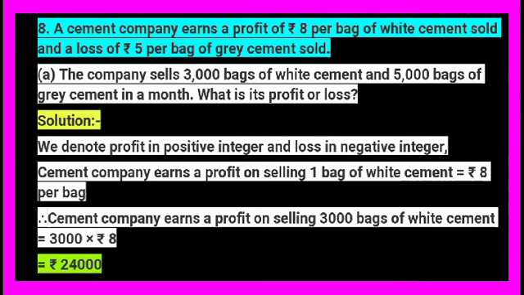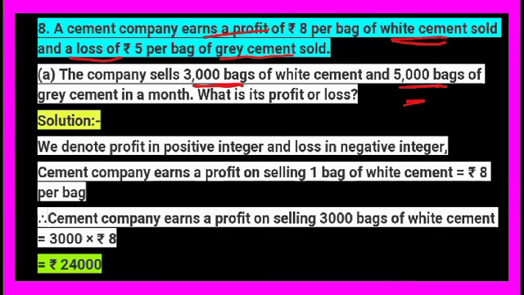After these conditions, we have the question, and first is, a company sells 3000 bags of white cement and 5000 bags of grey cement in a month. What is its profit or loss? So first of all, we need to find what is the profit by selling these 3000 bags and what is the loss by selling these 5000 bags. Because here one condition is given that by selling white cement bags, the company earns profit, and by selling grey cement bags, the company incurs loss.